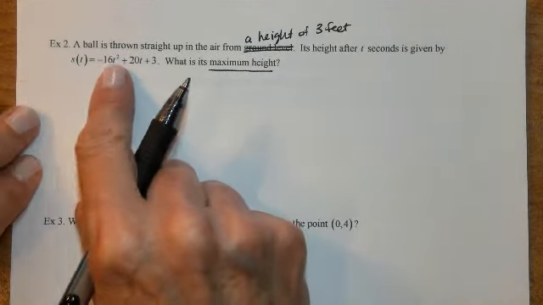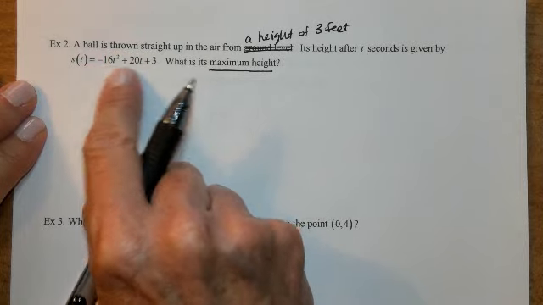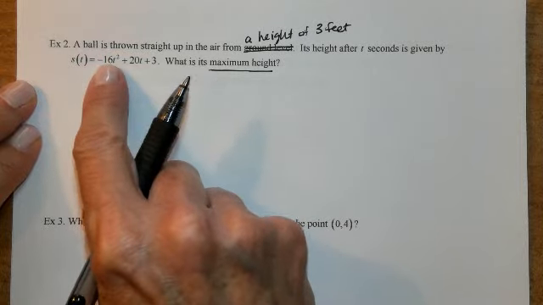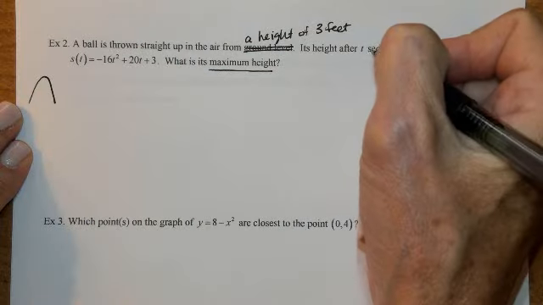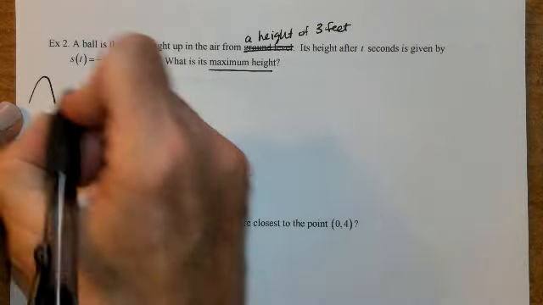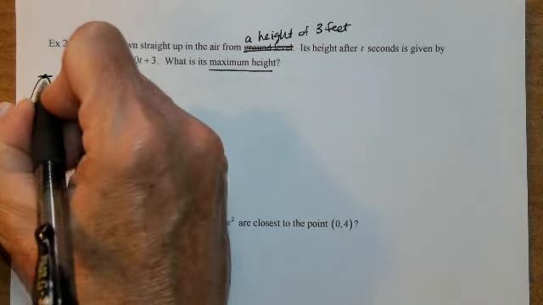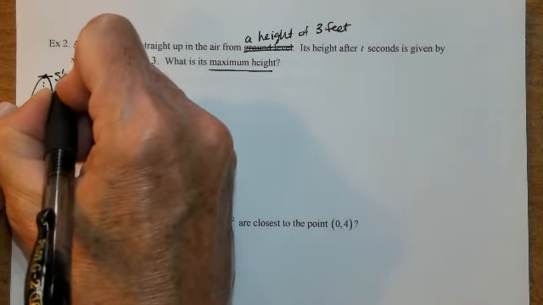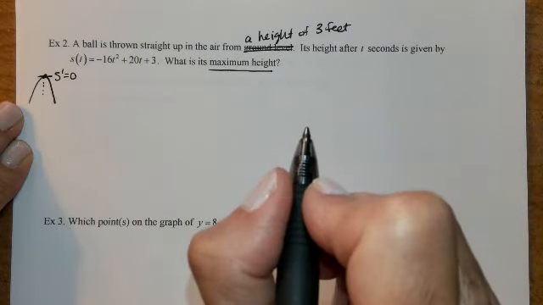Here's my equation for height. If we look at it quickly, I see an upside down parabola. Again, an upside down parabola. I'm trying to find the maximum of that height. Well, the maximum of the height is right there where s prime is equal to 0, right? The slope right there is 0.